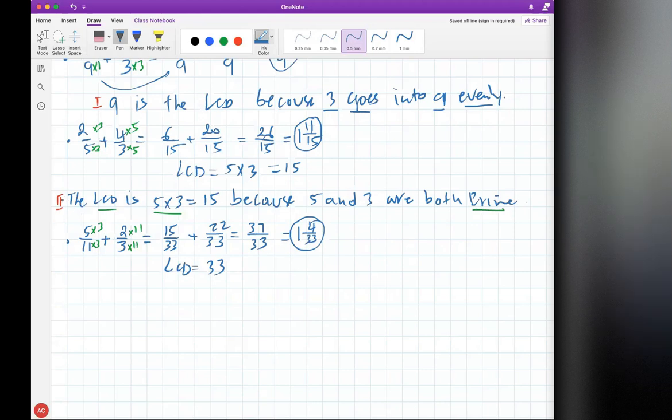So basically that's how you find the LCD. We'll give you another common example. 3 over 8 minus 1 over 6.